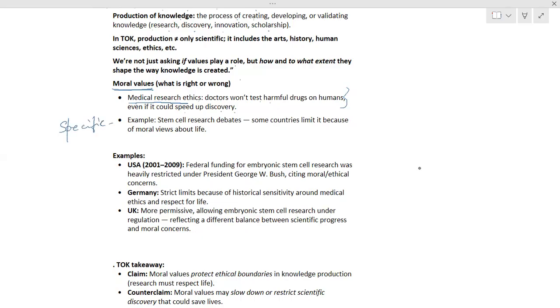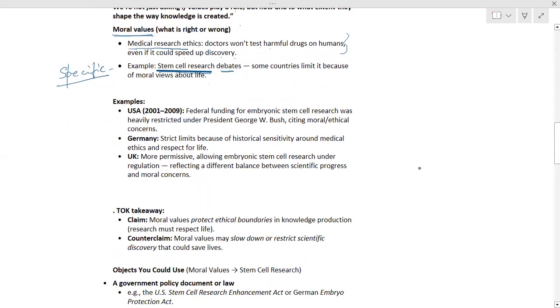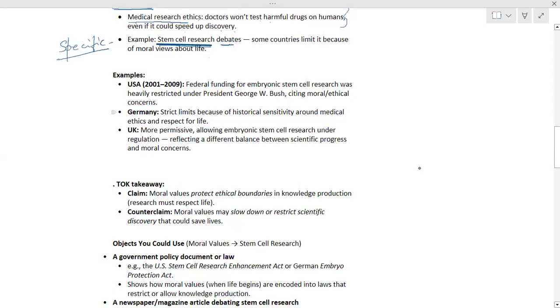So, moving on to a specific example from medical research ethics, we can say stem cell research. Now, stem cell research has a lot of debates. Some countries limit it because of moral views about life. When you have this example, you can research and find out more appropriate, specific examples related to this debate. So let us look at the examples that we have tried to shortlist for you.